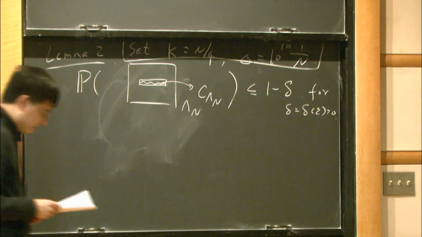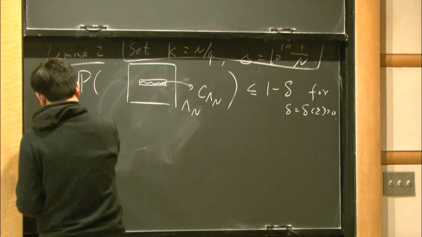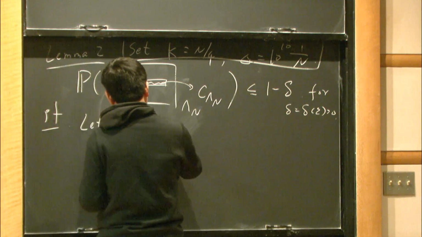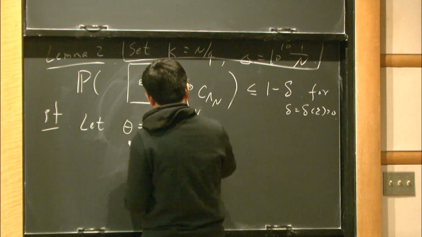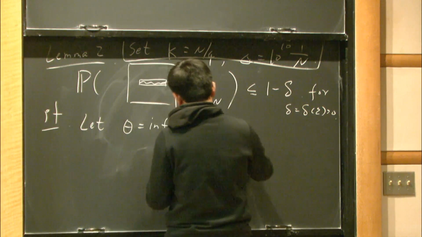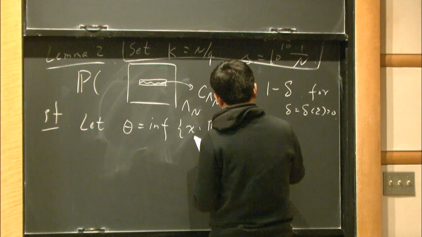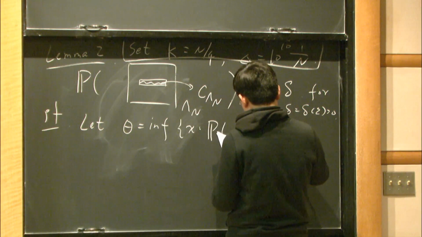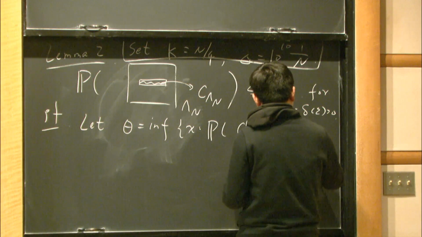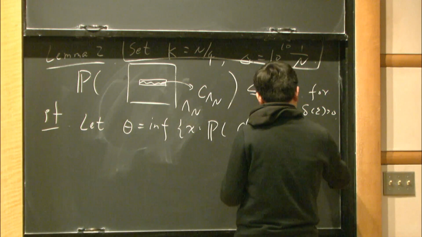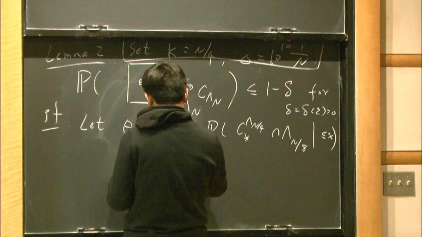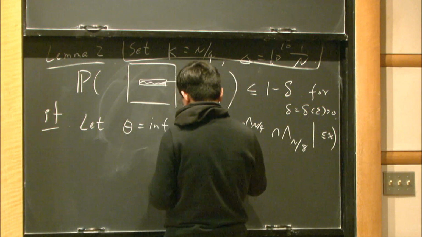Okay. So here's the proof. So first, let's define theta to be some quantile of x, that probability, say, C star of lambda n over 4 intersect with lambda n over 8. That's equal to x. Say I want this to be greater or equal than 1 minus 10 to the minus 6.